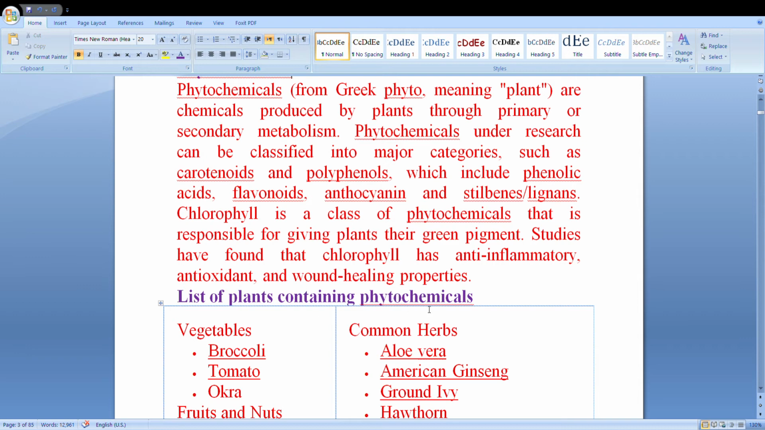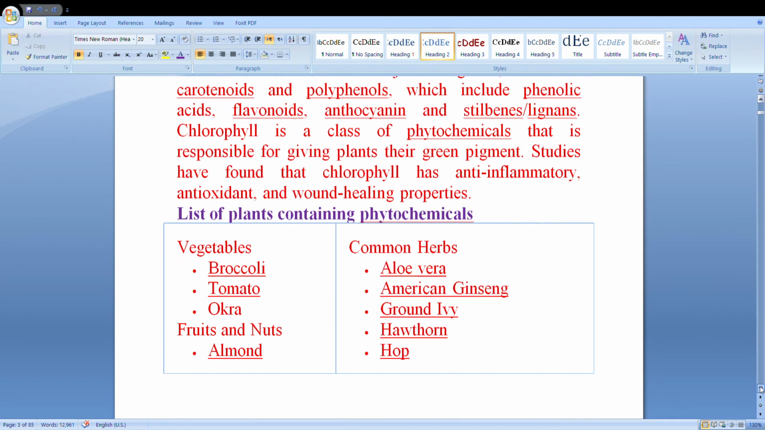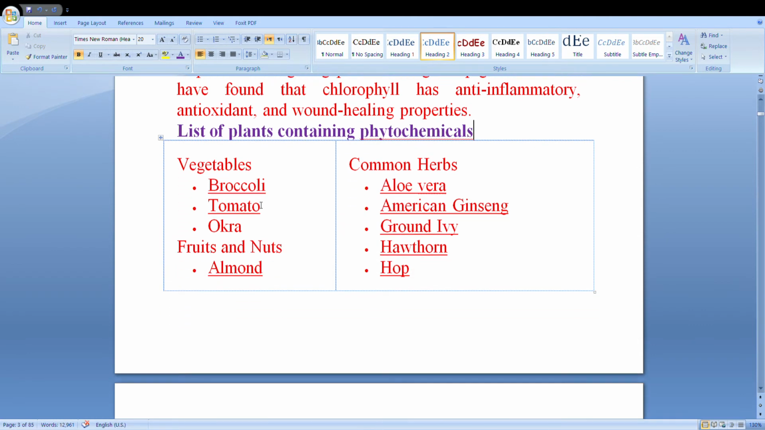List of plants containing phytochemicals or plant chemicals, like vegetables: broccoli, tomato, okra. These are most important vegetables and bear a lot of pigments. Broccoli has green pigments. This is xanthophyll, like red pigments. Okra also has green pigments, and vitamin C, and contains a lot of antioxidants.